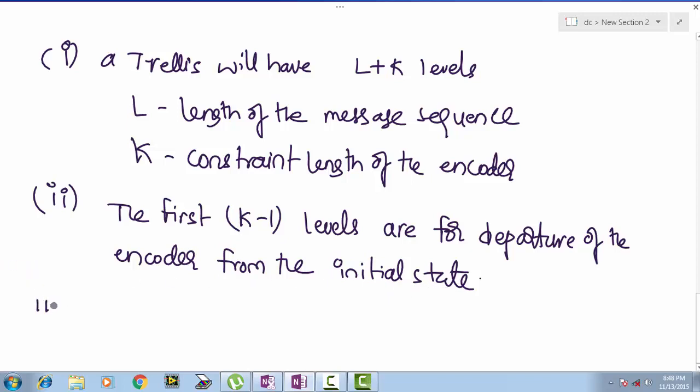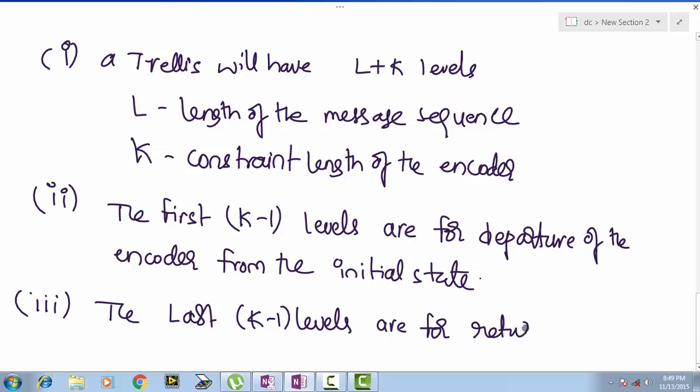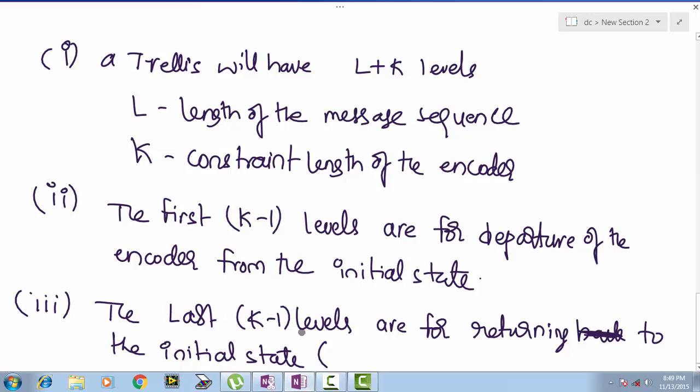And next, the last K minus 1 levels are for returning to the initial state. And remember, for the last K minus 1 levels we consider only the inputs as zeros. We need these levels for returning to the initial state. So to return to the initial state, tail bits are necessary. Tail bits will always be zeros. So for the last K minus 1 levels, the input bits we need to consider only as zeros. So remember that point.